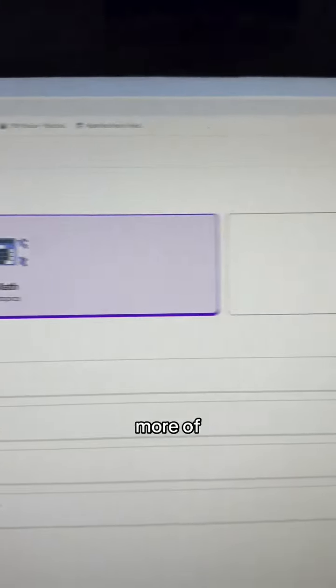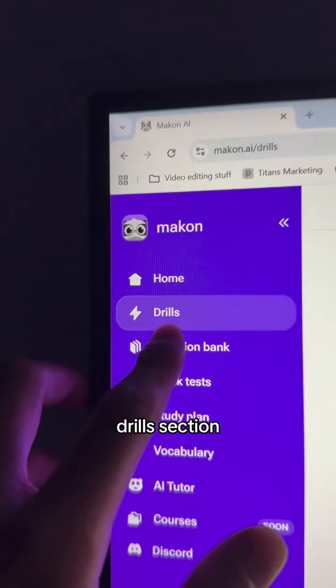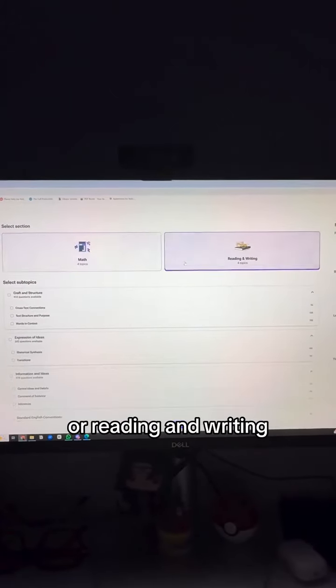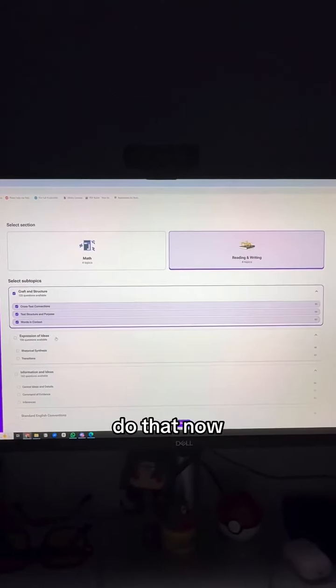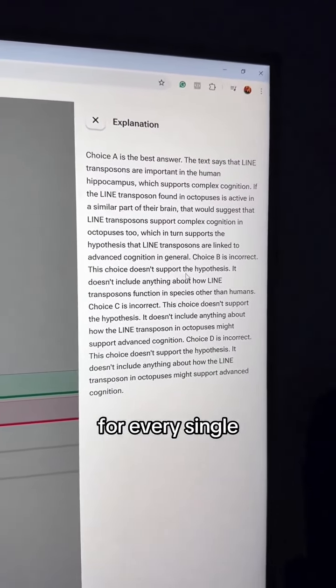So if you want to practice more of these questions, you could go to this website called makon.ai and go to the drill section. Now here you can select certain topics that you're struggling in, whether that's math or reading and writing. So I'm going to do that now. And let's say if you get a question wrong, no worries, you can just press the explanation button here and it will explain the correct answer as well as the reasoning for every single answer choice.